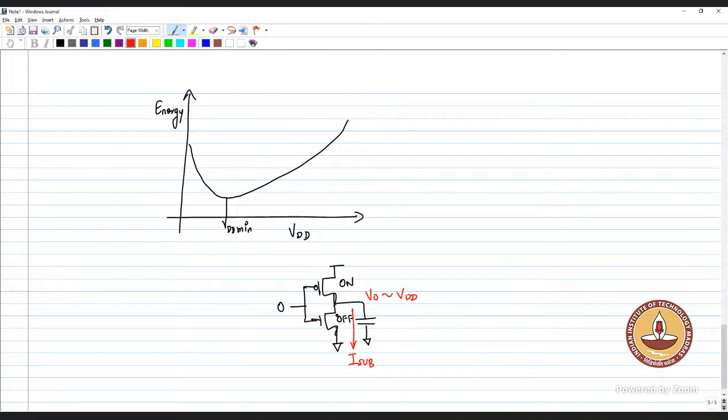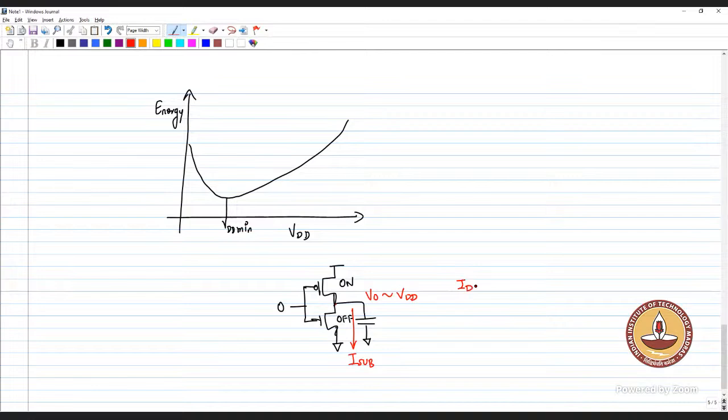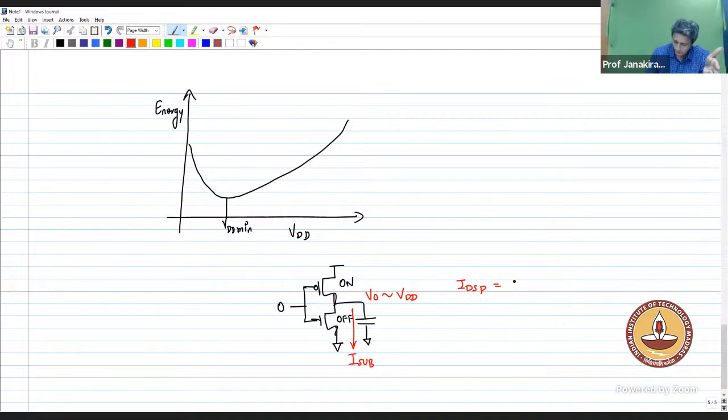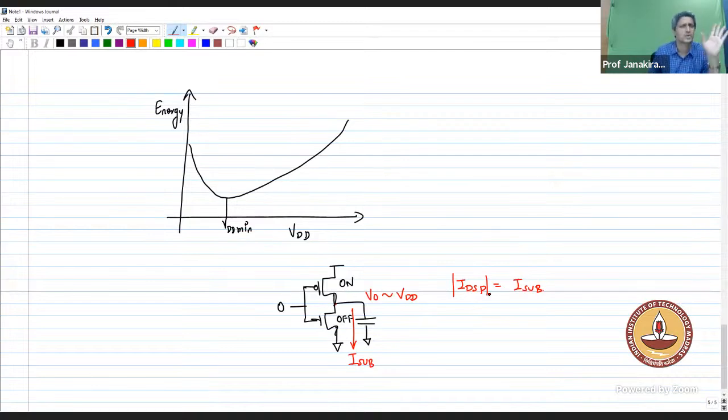Now, through the NMOS, you know the current, it is some very small subthreshold leakage. Now, the PMOS is actually turned on, and it has to support the same current. So, the magnitude of IDSP is equal to I off, I sub. That means the PMOS will be in linear region with a very small VDS to support this. So therefore, it will be slightly lower than VDD.